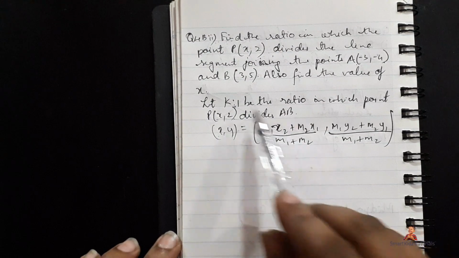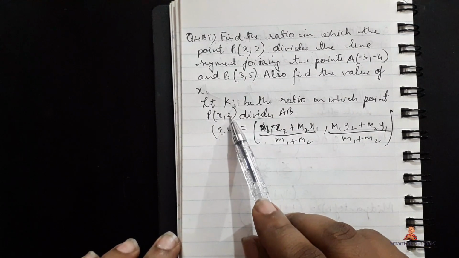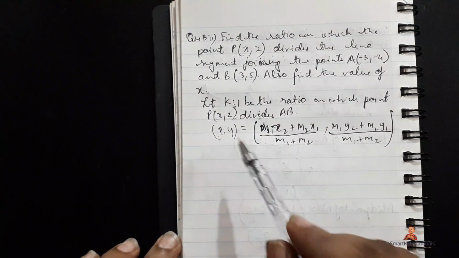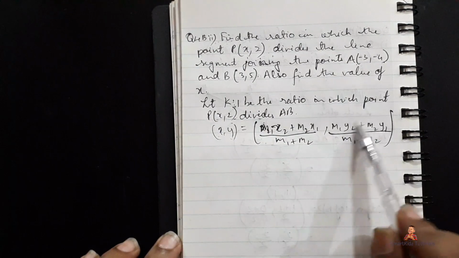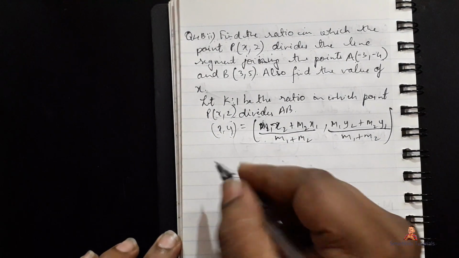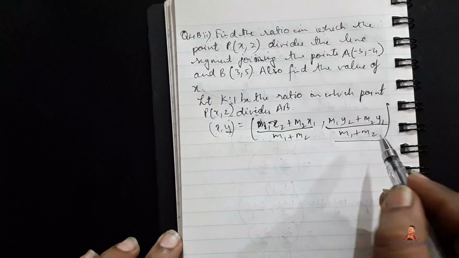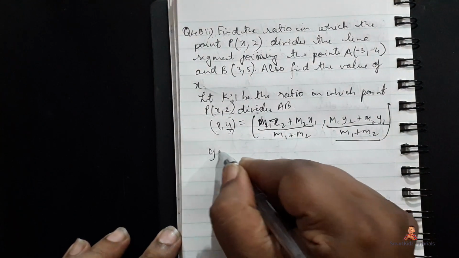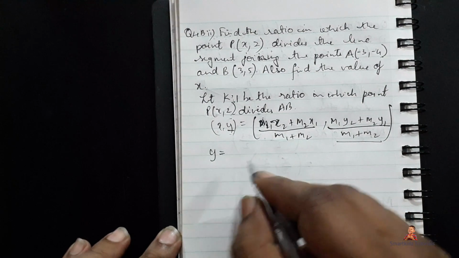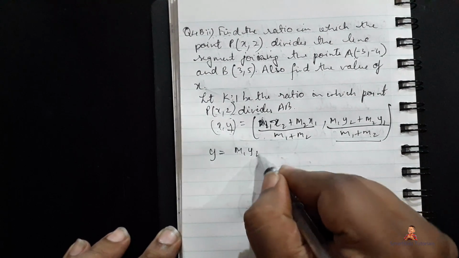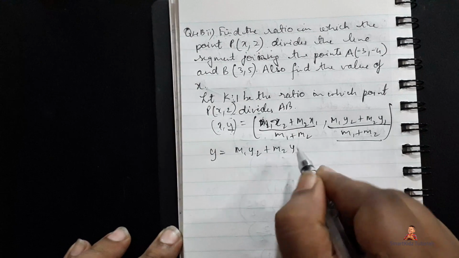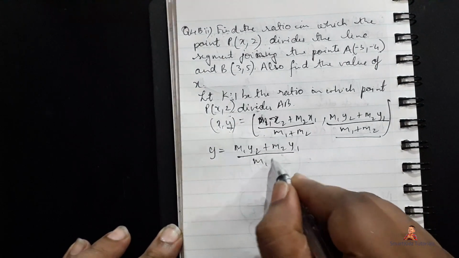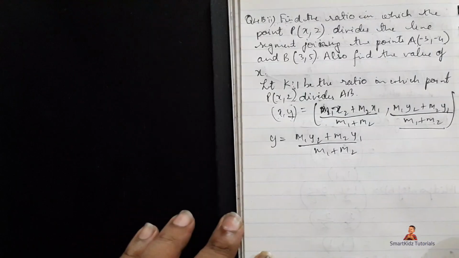Okay, and we are not given the ratio. So since the y coordinate is given, we'll make use of this y coordinate to find out m1 and m2. I'll take this part and this part out separately to find out m1 and m2. So the y coordinate corresponds to (m1 y2 + m2 y1) whole thing upon m1 plus m2.